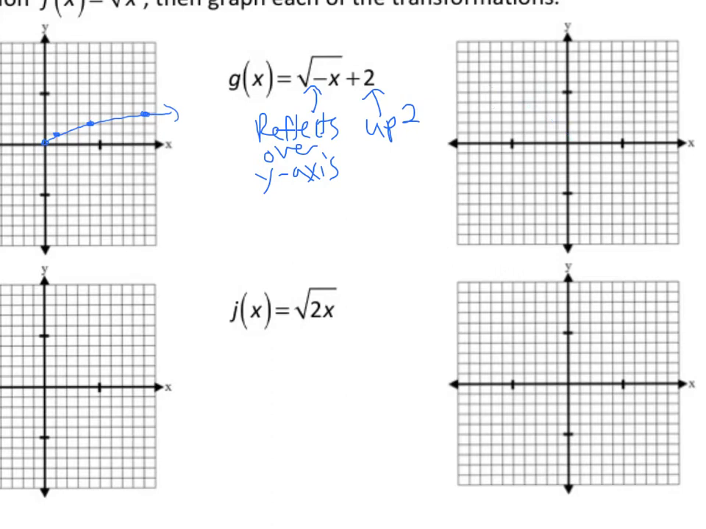So if I start with my point 0, 0, it's not going to reflect anywhere because it's on the y-axis, but it is going to move up 2. Now the next point was over 1 up 1, but it is going to reflect and be on this side. And I'm going to go now to the left 4, up 2, to the left 9, and up 3. So the function reflected over the y-axis horizontally, side to side, and then it shifted up 2.